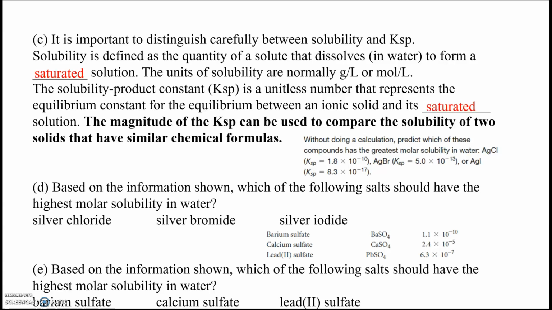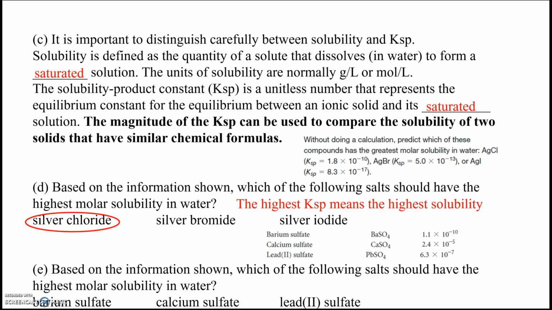So I've got a little insert here. Without doing a calculation, predict which of these compounds has the greatest molar solubility in water: silver chloride, silver bromide, or silver iodide. All right, now we can look at this and we could see that the highest KSP means the highest solubility. So therefore our answer will be silver chloride.